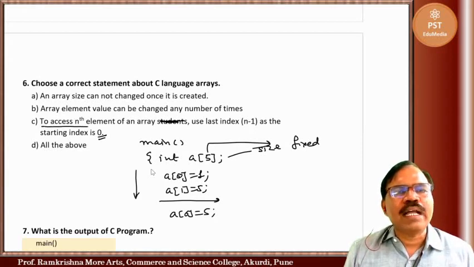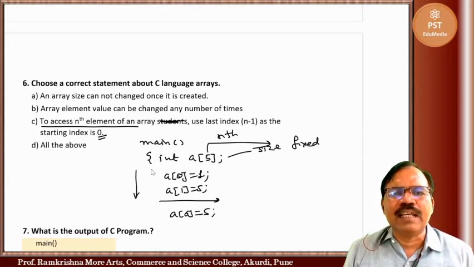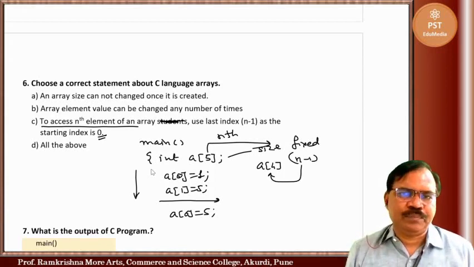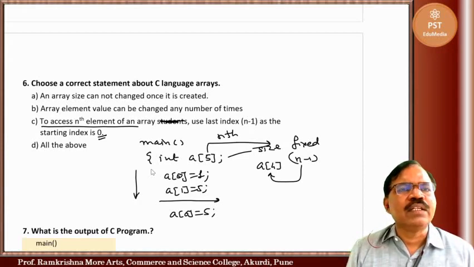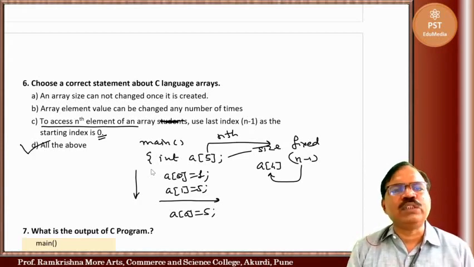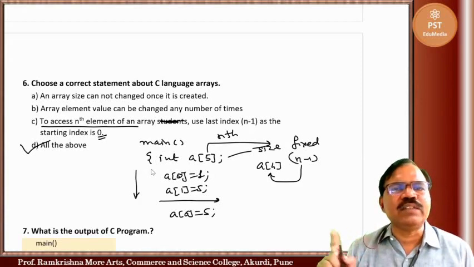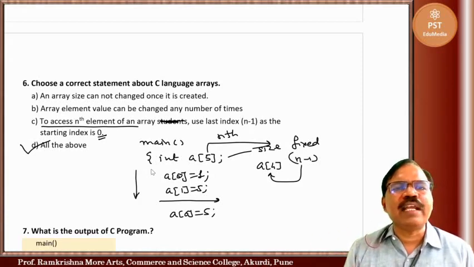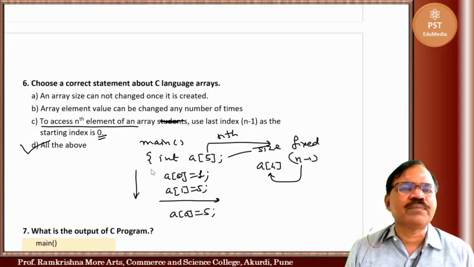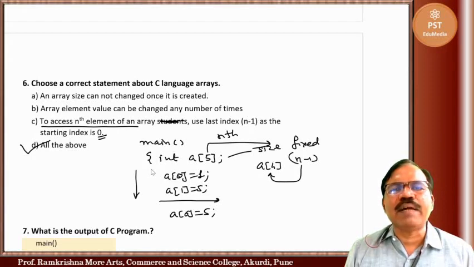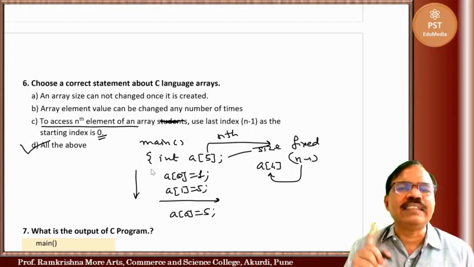And to access the nth element, suppose a[5], we have to access the nth element, we have to use a[4], the n minus 1 element. So here all of the above is true. Carefully see this one. An array size cannot be changed once it is created. Array element value can be changed any number of times. To access the nth element of an array, use the last index n minus 1, as the starting index is 0.